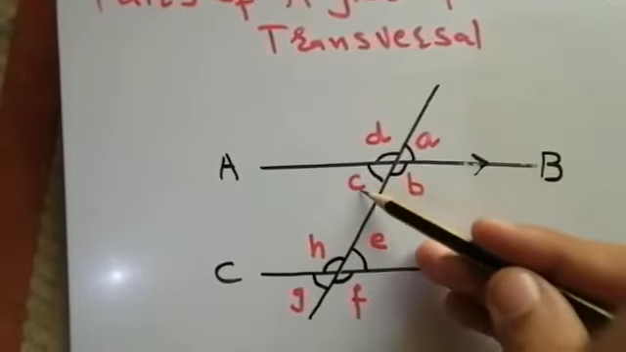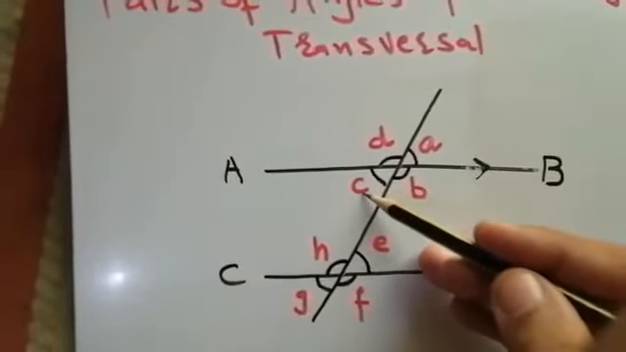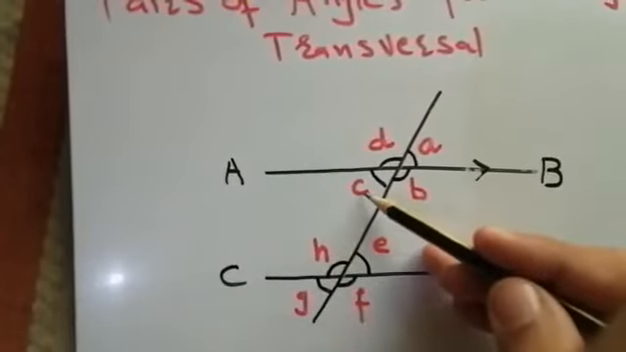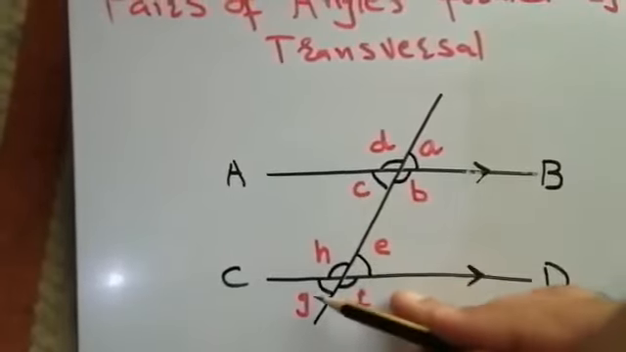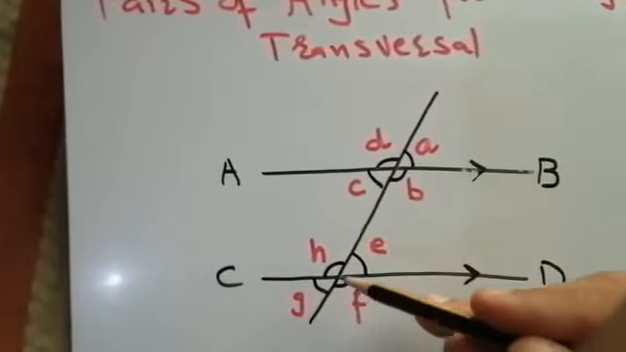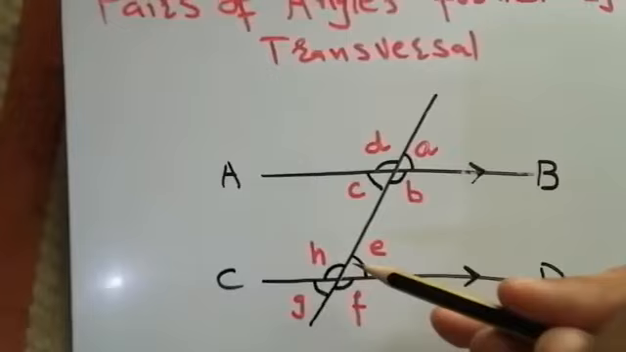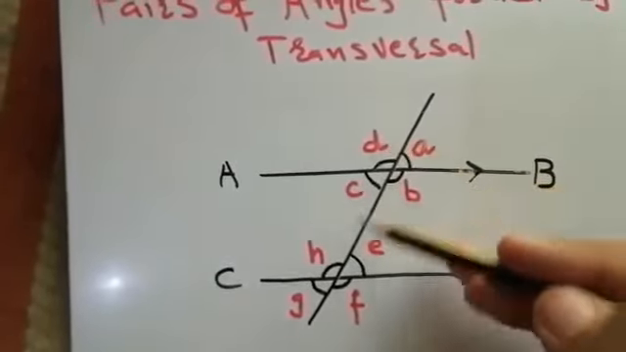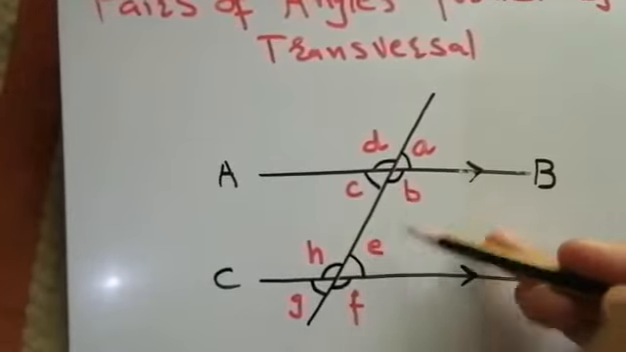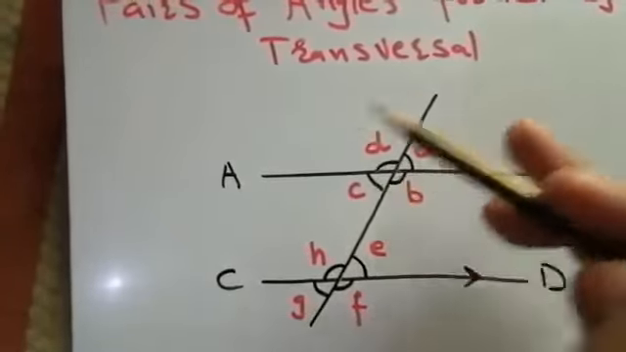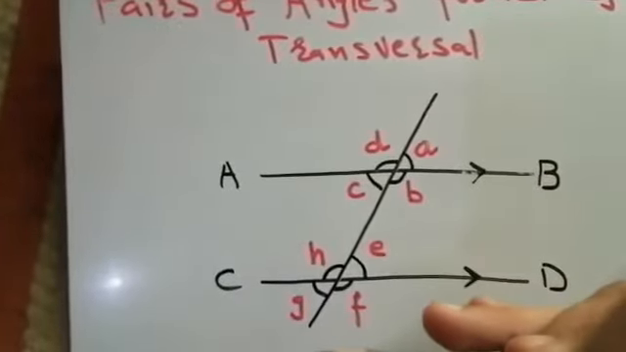In the same way, angle C, which is on the left side below the parallel lines, also forms a pair of corresponding angles. So angle C and angle G will also be equal in size. You can see here we have formed four pairs of corresponding angles: angle A and angle E, angle D and angle H, angle B and angle F, angle C and angle G. So these are four pairs of corresponding angles.